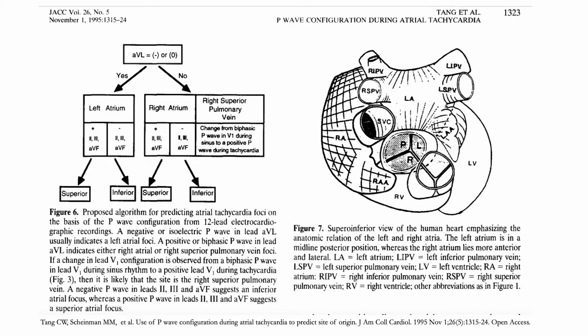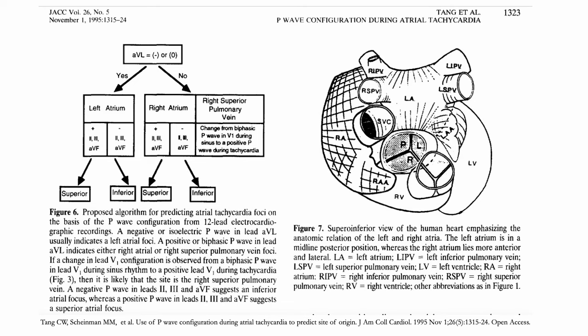Essentially, the algorithm starts at lead AVL, and whether it's upright or not. If it's negative, like in this EKG, then it's most likely to be right atrium in origin. And then if it's negative in the inferior leads 2, 3 and AVF, then it's most likely to be inferior right atrium. The right panel shows a schematic figure of the heart so that one can visualize the right and left atrium and the origin of these atrial tachycardias.